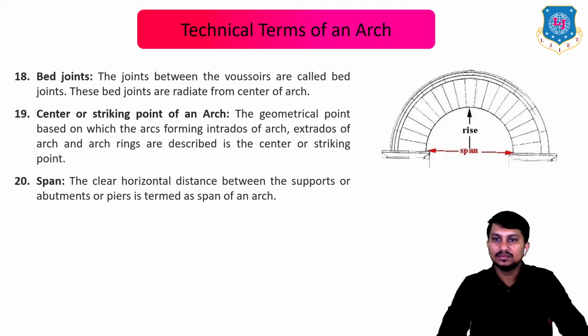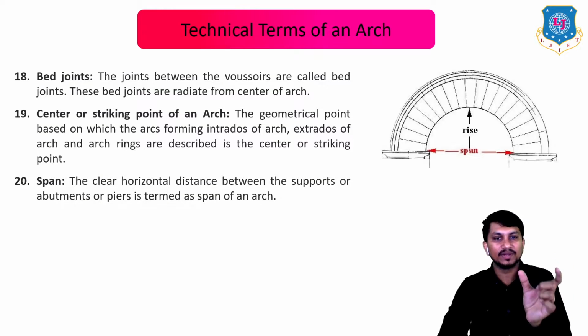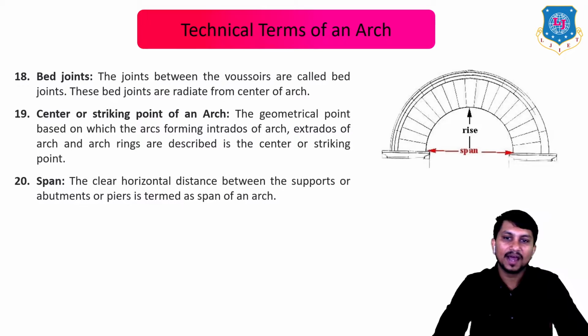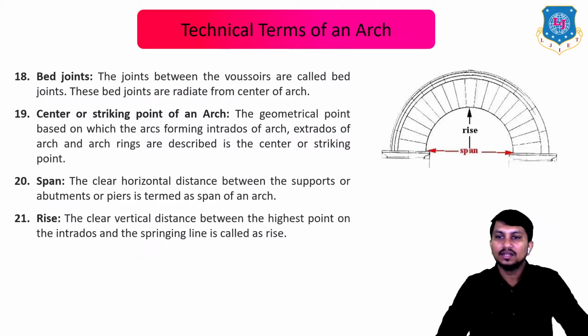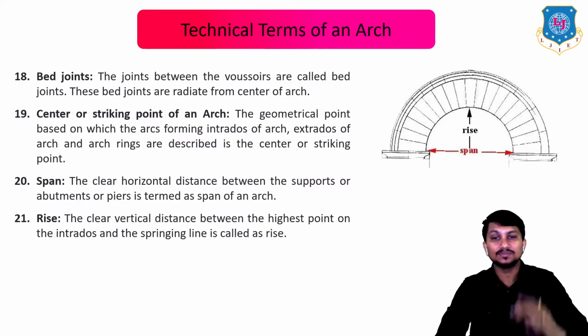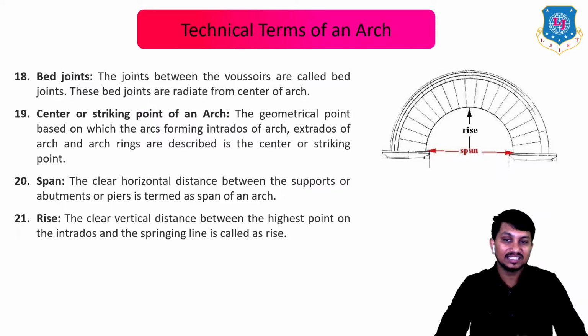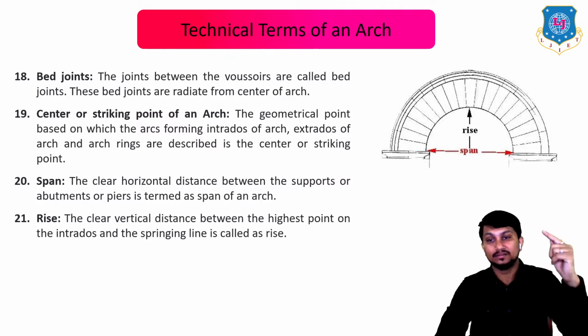Next is span. The clear horizontal distance between the supports or abutments or piers is termed the span of an arch. You can clearly see the span here in this figure. Next is rise. The clear vertical distance between the highest point on the intrados and the springing line is called the rise.